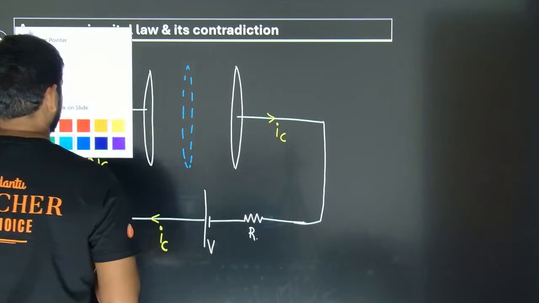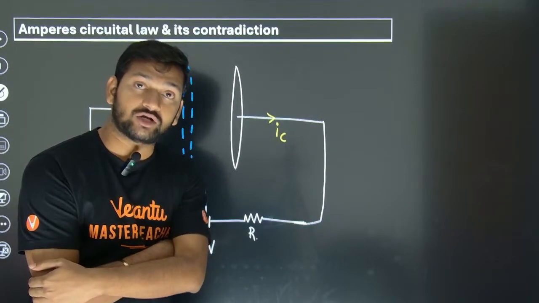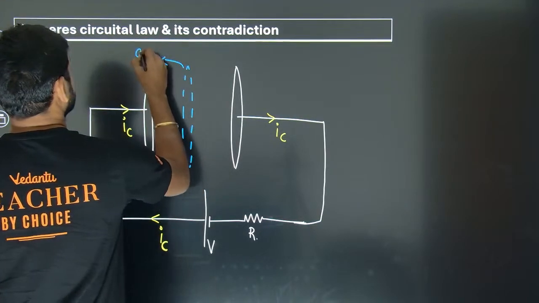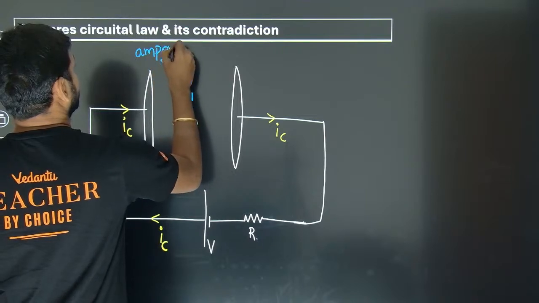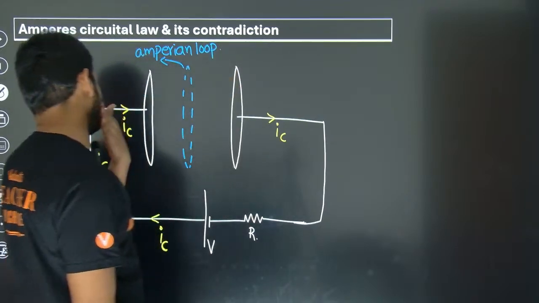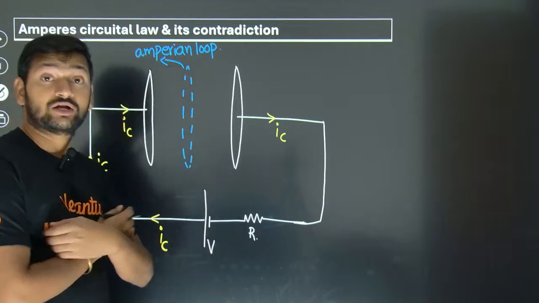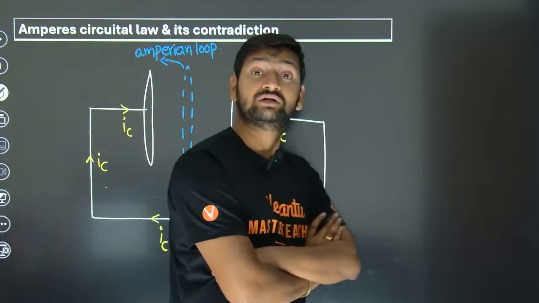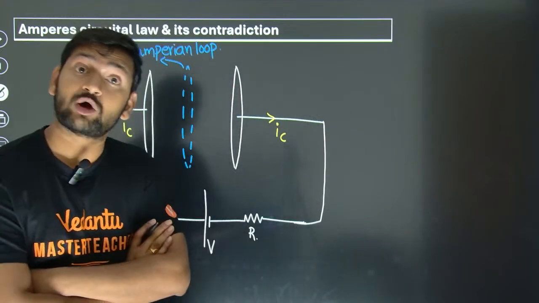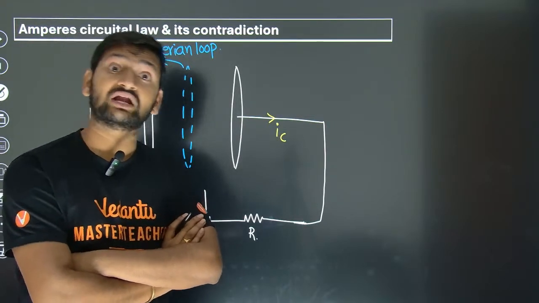Now, in order to use Ampere circuital law, this is the Amperian loop. What we have to do is take the area bound by the loop. If you have a proper understanding of Ampere circuital law, then you know what I'm exactly talking about.